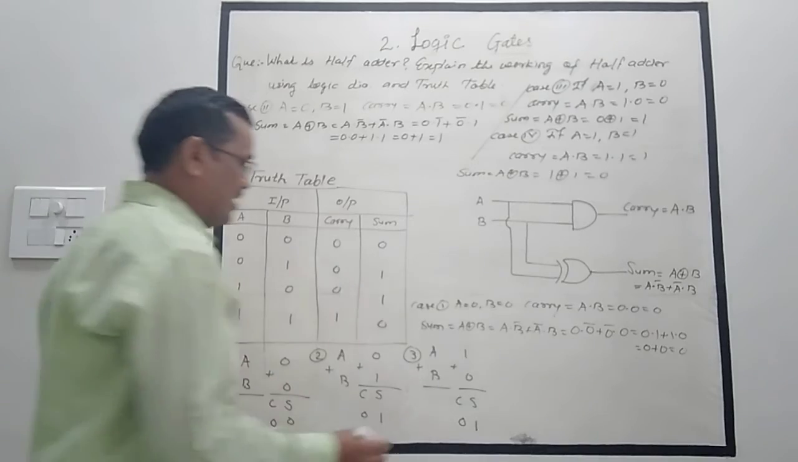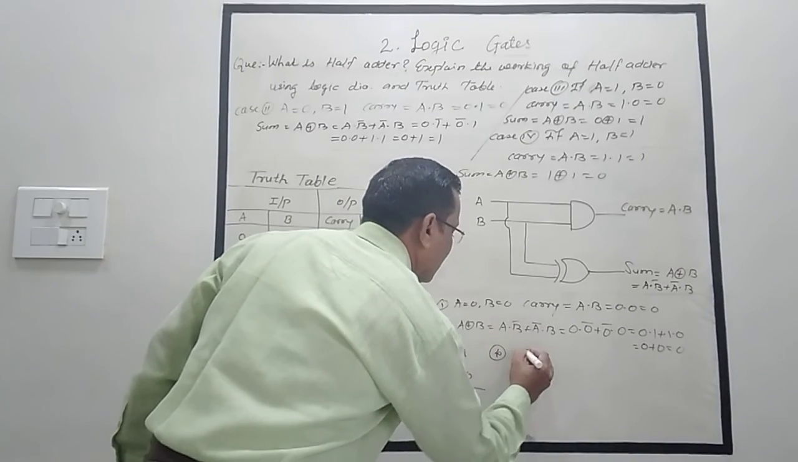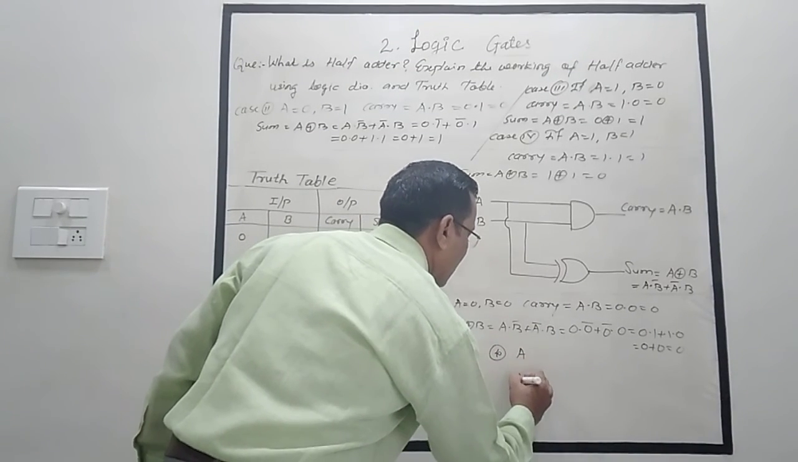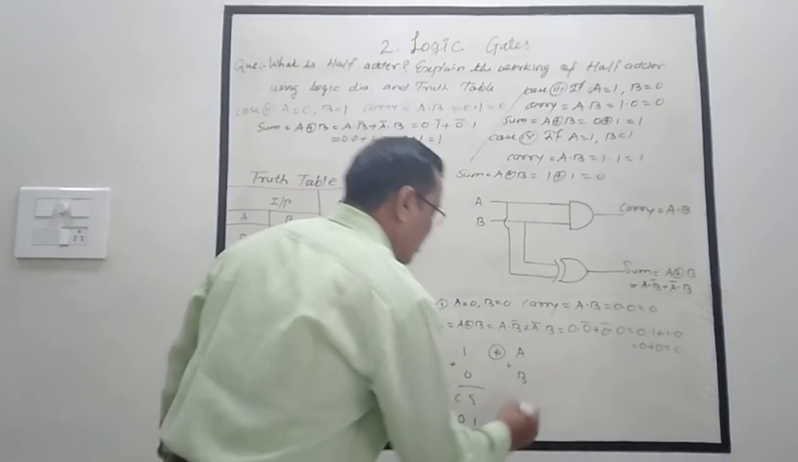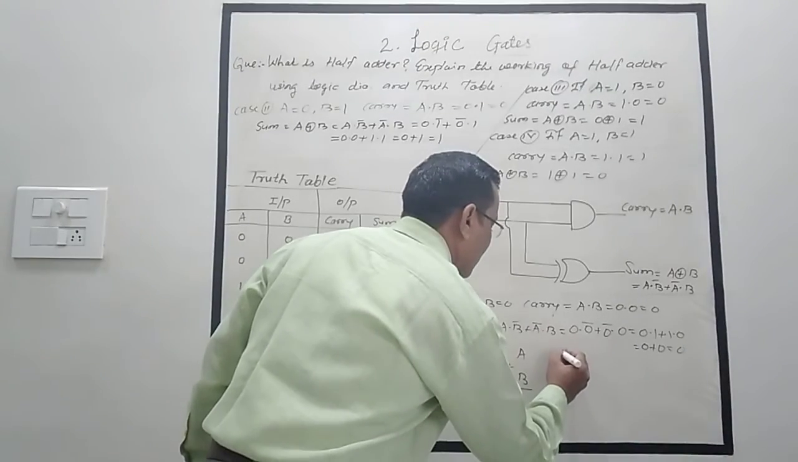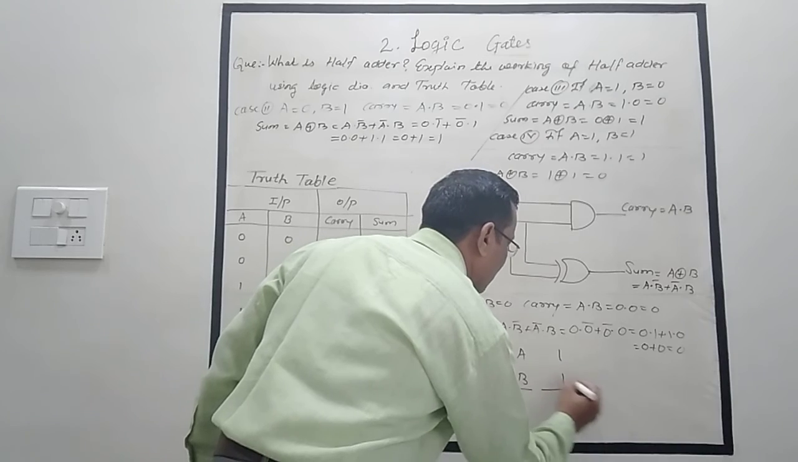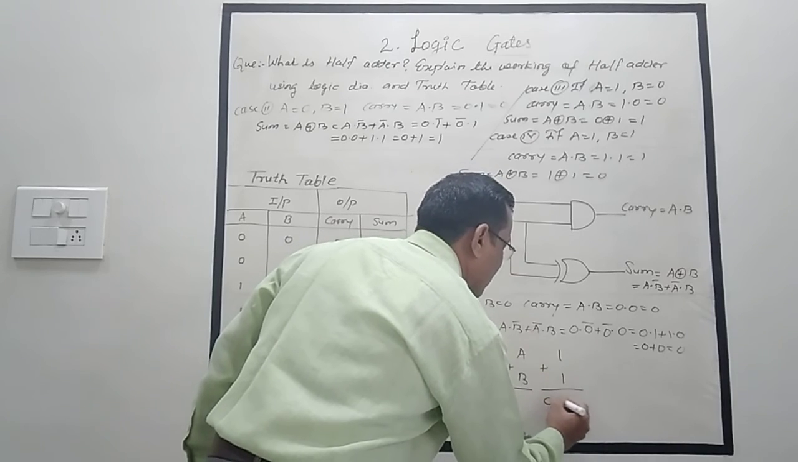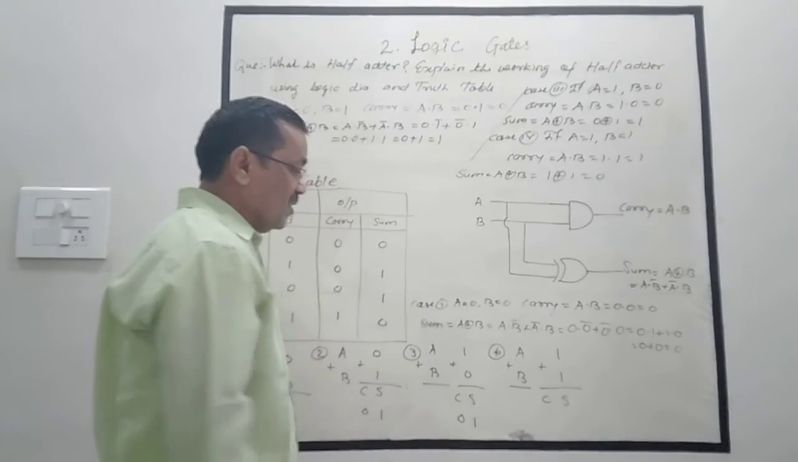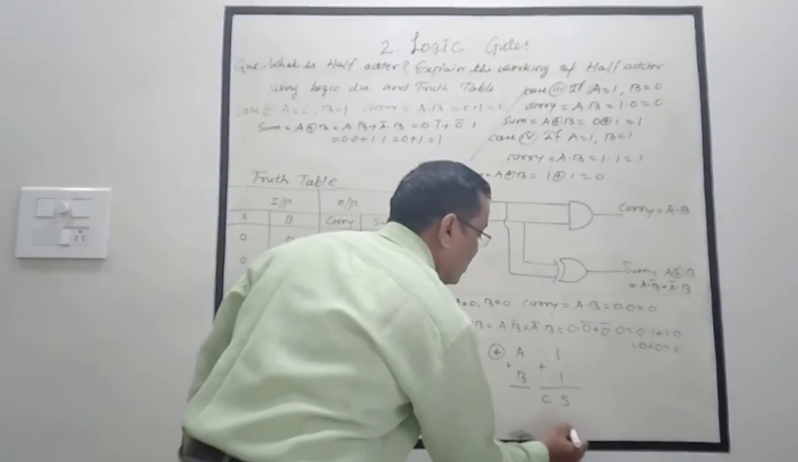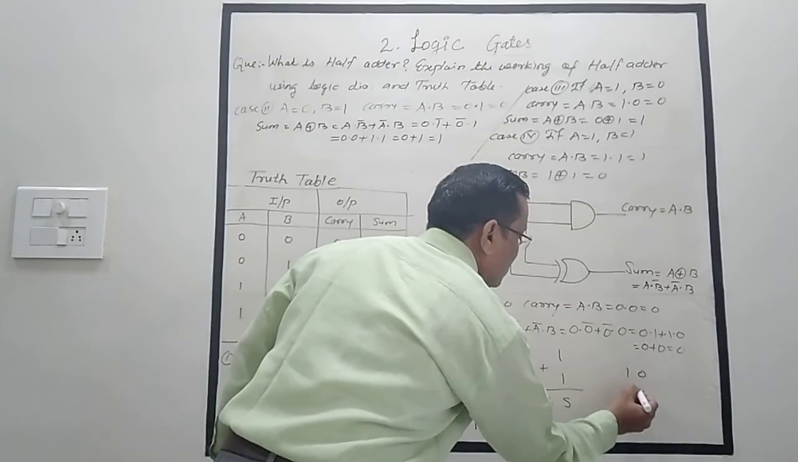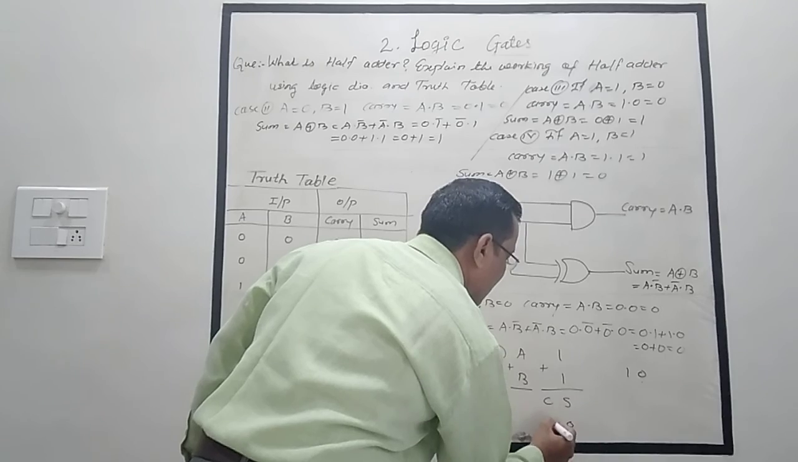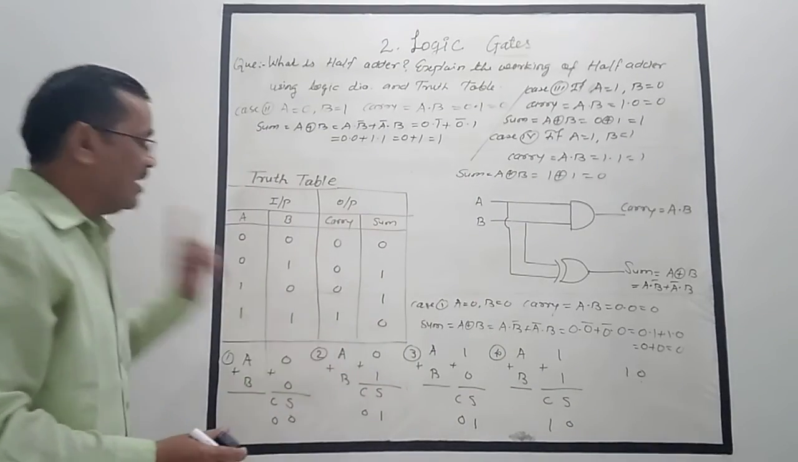In the last case, case number 4, A and B, we are going to add the two bits. A is 1, B is 1. Addition, here it is carry and here it is sum. 1 plus 1 is 1, 0. Here sum is 0 and carry is 1.